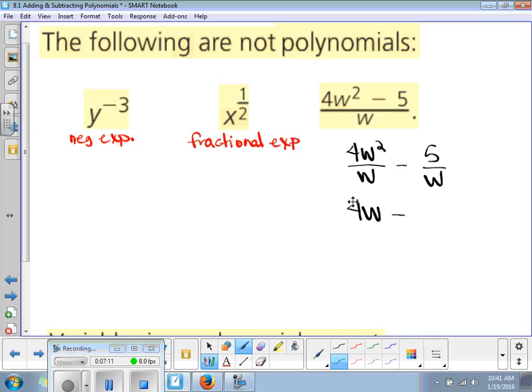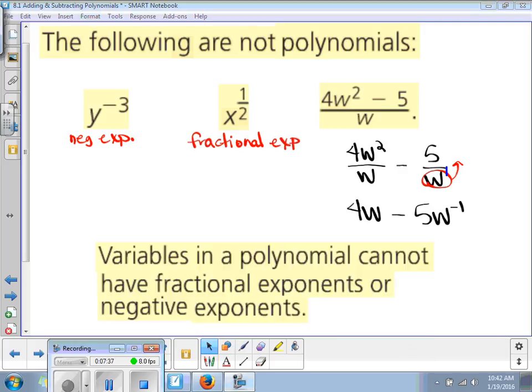This, if I rewrote it, w would go up, and what would happen to that exponent of 1? It would become negative. So this is actually 5w to the negative 1. So that means negative exponent. That is not a polynomial. Is everybody clear?